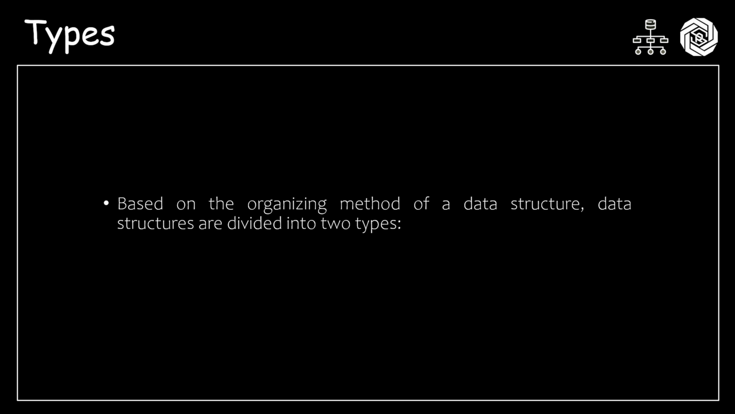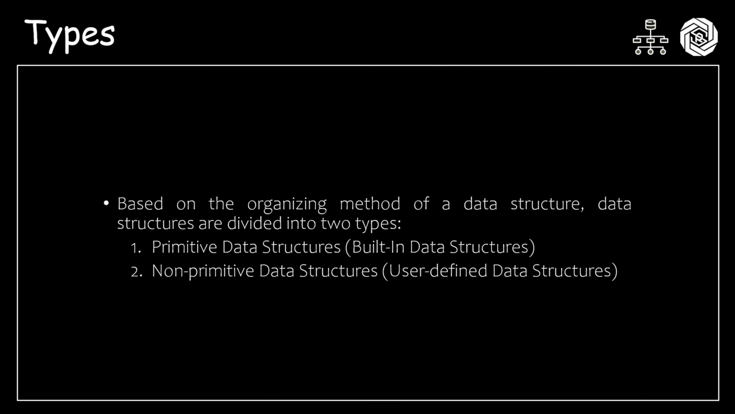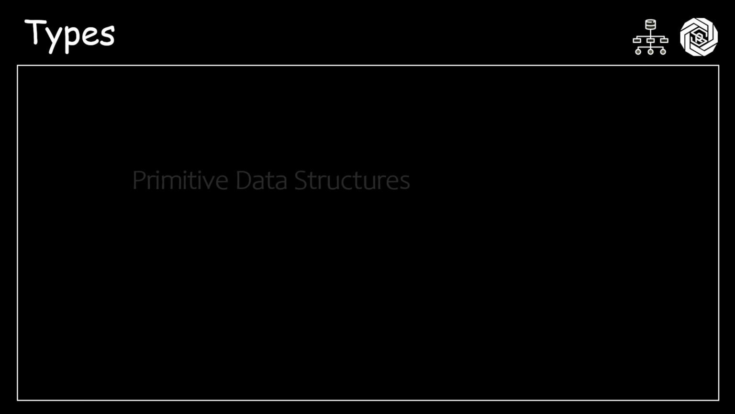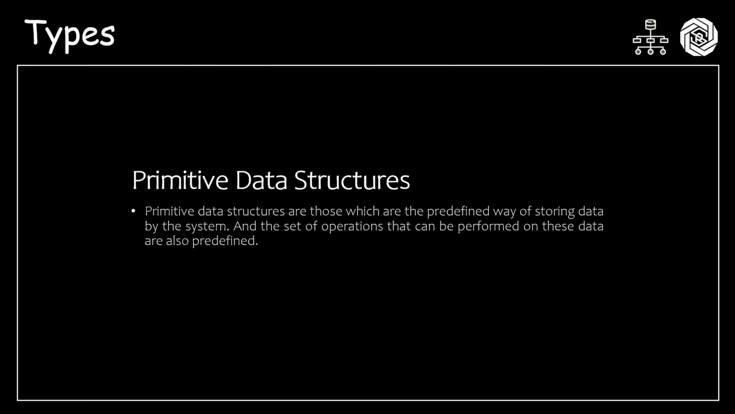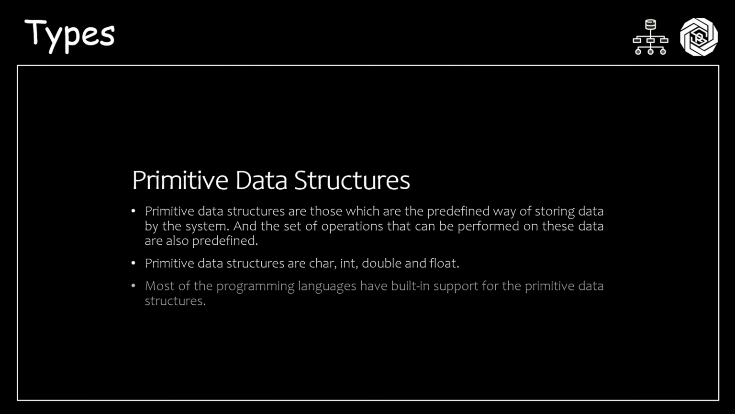Types of data structures. Based on the organizing method, data structures are divided into two types: primitive data structures and non-primitive data structures. Primitive data structures are those which are the predefined way of storing data by the system, and the set of operations that can be performed on these data are also predefined. Primitive data structures are char, int, double and float. Most of the programming languages have built-in support for the primitive data structures.